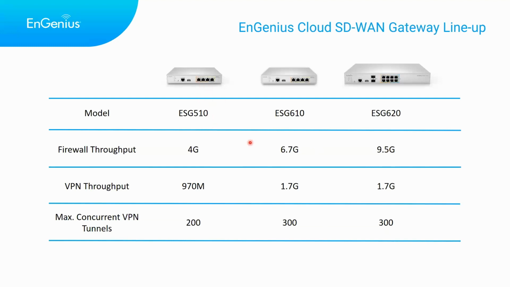ESG510 is available right now, so you can contact our partners or distributors for the pricing information. ESG610 would be available soon this month, and then ESG620, if no delays, will be available by next month. Pricing wise, I believe you can already start contacting our partners as well in terms of the ESG610.